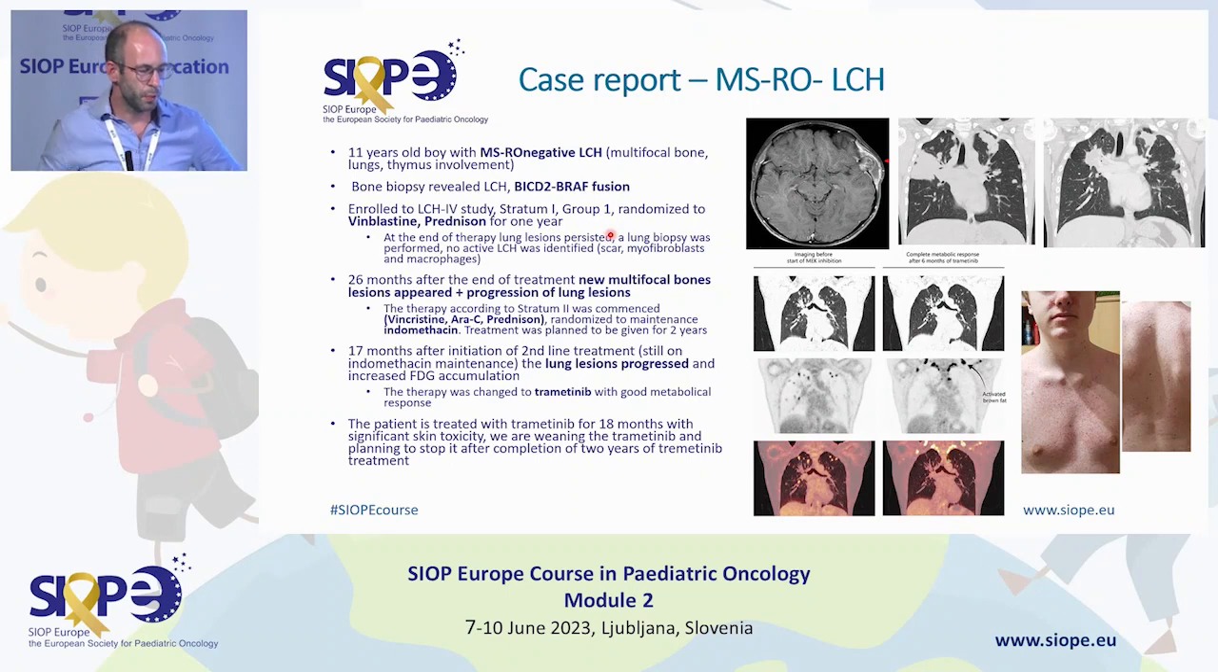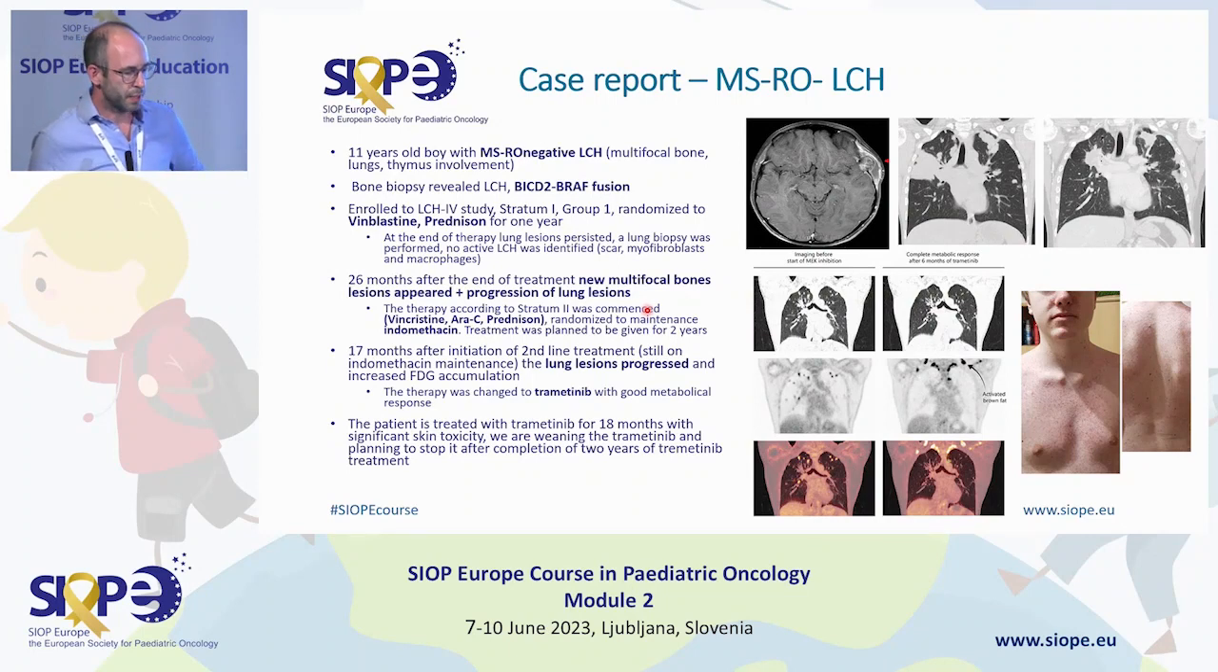The patient was also enrolled to the LCH-IV trial, but to Stratum 1, group 1, and he was randomized to be treated with vinblastine and prednisone. At the end of treatment, this lesion regressed, but still to some extent persisted. We did the lung biopsy, but no active LCH was at that time identified. 26 months after the end of treatment, new multifocal bone lesions appeared, and there was the progression within the lungs.